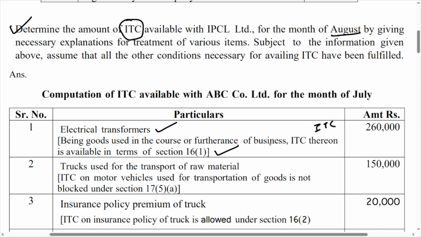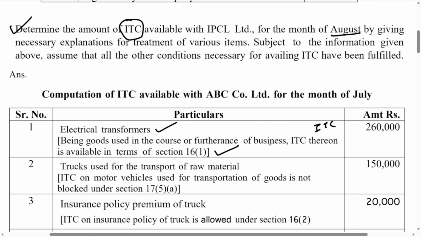If you are running a training school and you are purchasing any vehicle for providing training, then credit is allowed. If you are purchasing any vehicle for transportation of goods or passengers, then also credit is allowed. And if you are a dealer in cars and you are purchasing any vehicle, then credit is available.